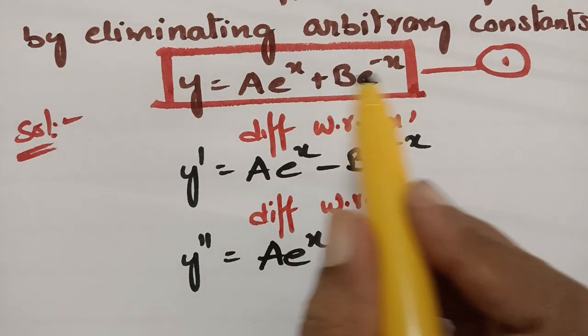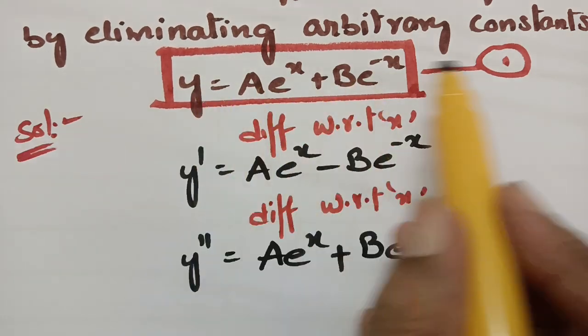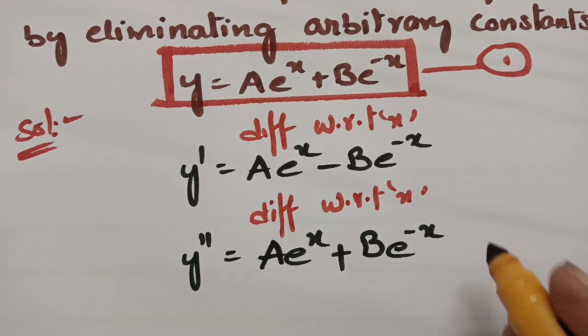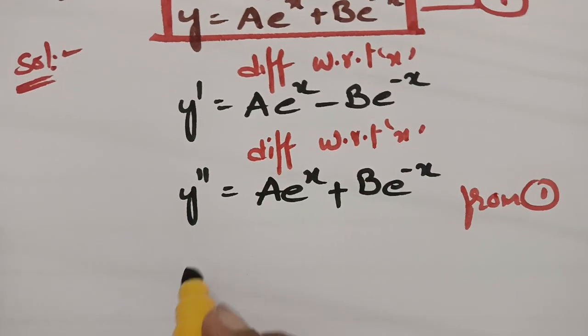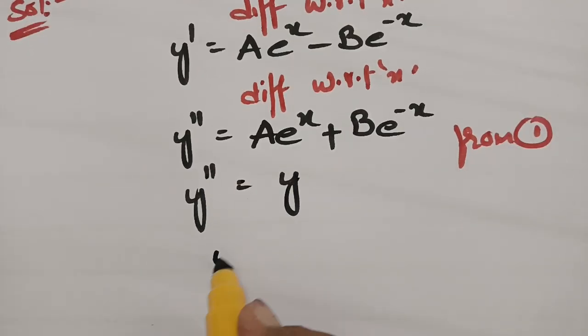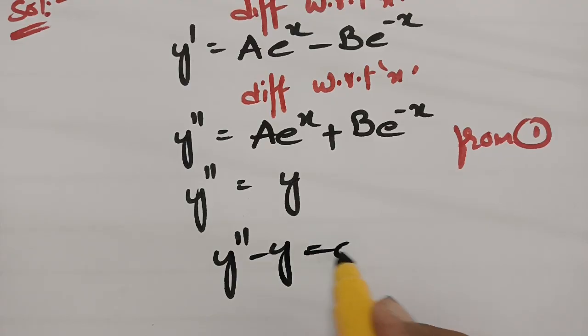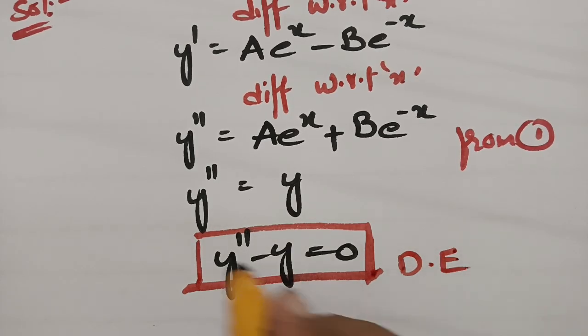If you observe equation 1, a into e power x plus b into e power minus x is y according to 1. So a and b can be replaced using equation 1. So I am going to write this as y, and therefore y double dash minus y is equal to 0, and this is the differential equation formed. This is the differential equation formed after eliminating the 2 constants a and b. If there are 2 constants, it will be y double dash. If there is 1 constant, it will be y dash.